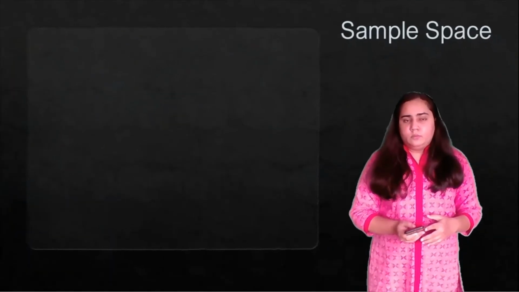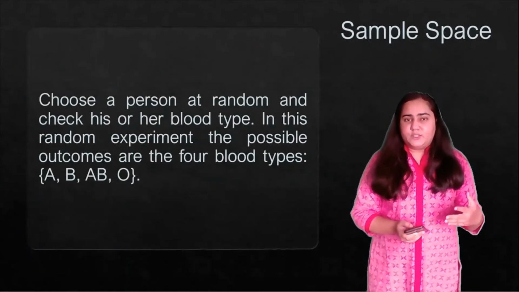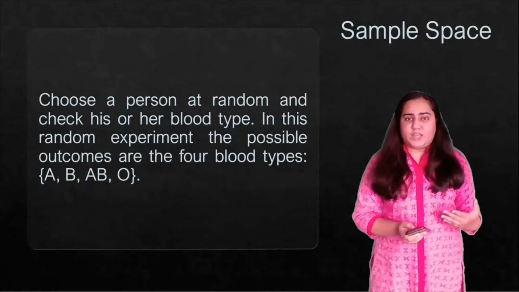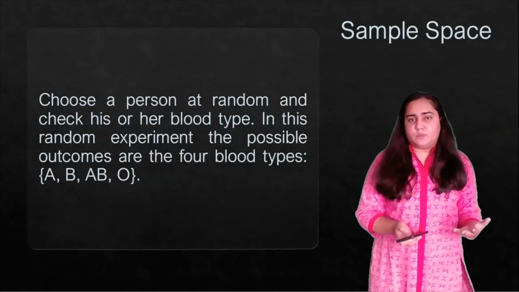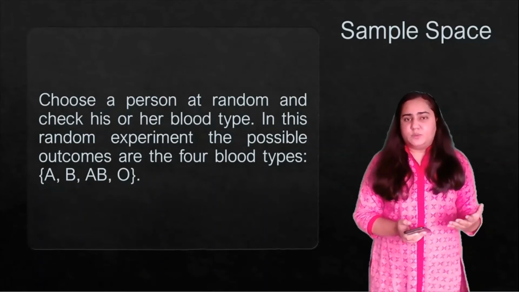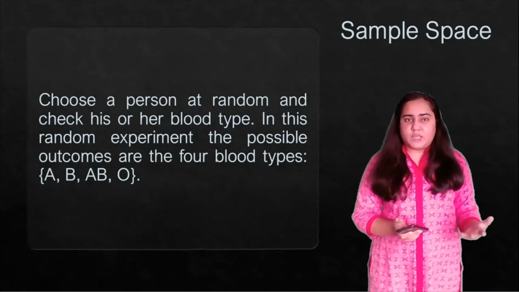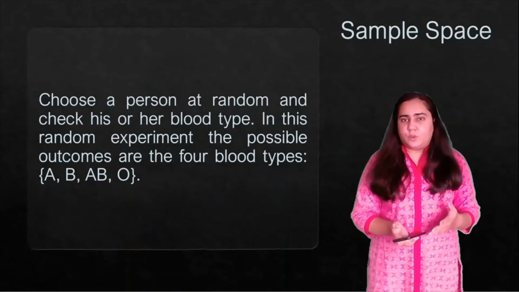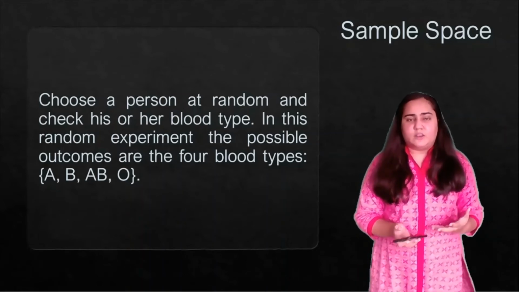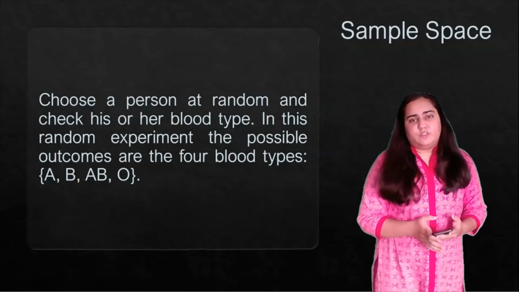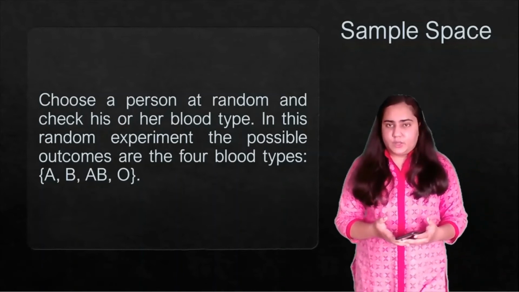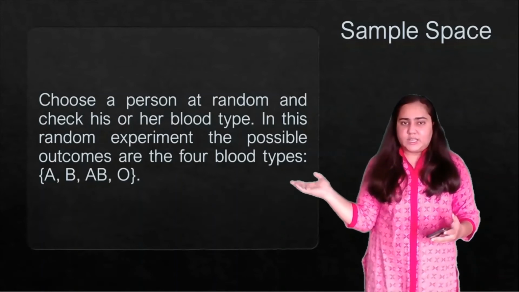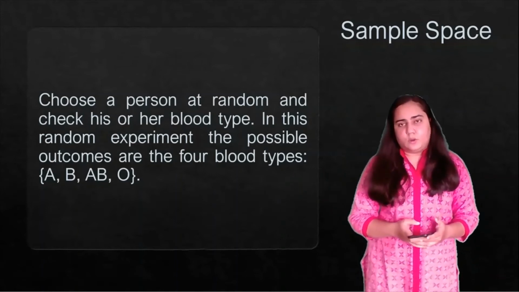Let's see one more example. If you were asked to choose a person at random and check his or her blood type in a random experiment, what are the possible outcomes? The possible outcomes here are 4 blood types: A, B, AB, and O. We are not getting into the positive, negative part right now. So if you're just checking the blood types, then there are 4 possibilities, and the sample space contains A, B, AB, and O.